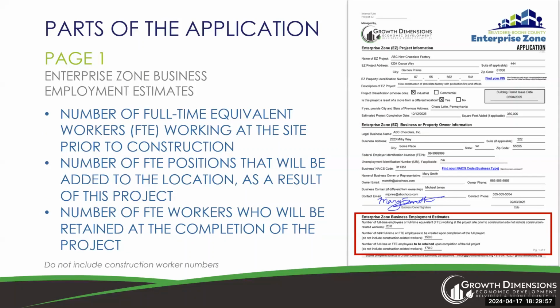Under the business employment estimates, indicate whether the project is a renovation or expansion. If it is a renovation or expansion, please list the number of full-time equivalent, also referred to as FTE workers, working at that site prior to construction. On the next line, please put how many new FTE workers you plan to hire at this location. Next, place the number of FTE workers you plan to retain. Typically, it is the same as the current number listed at the top of this section, plus any new employees.